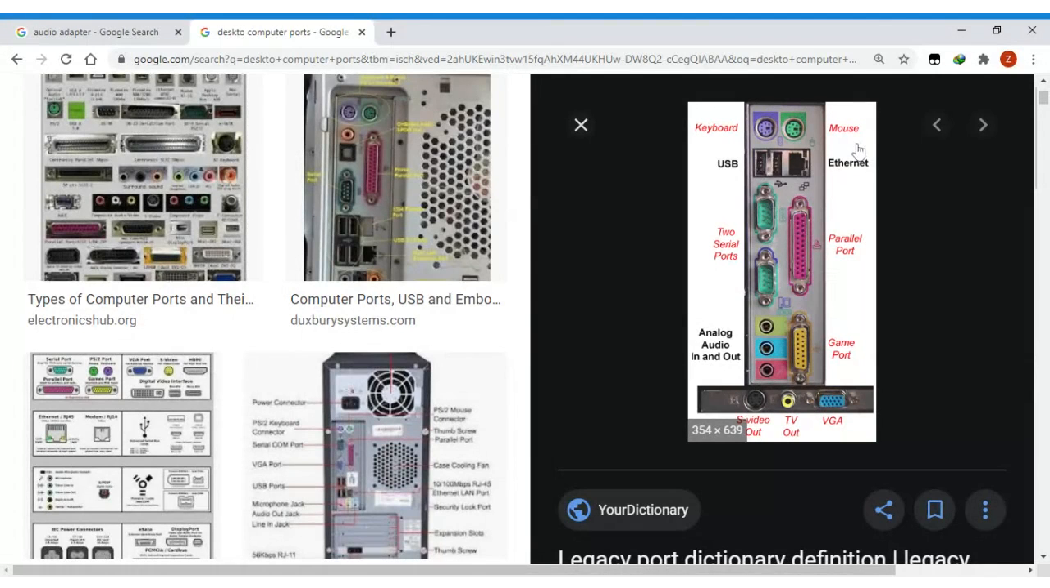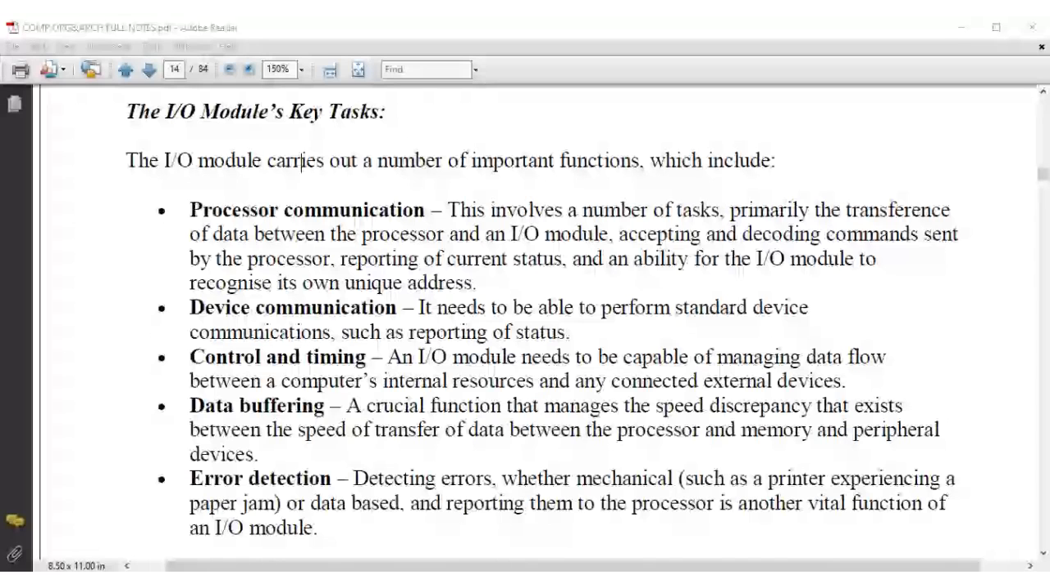Okay, so now this takes me back now to the functions of an input-output module, and there we go. So some functions of why does a computer require input-output modules?